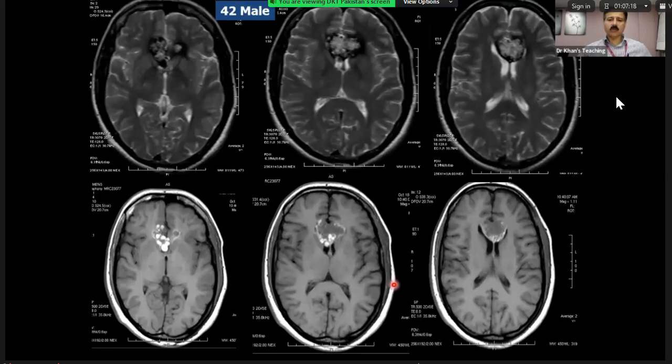Cavernomas have got various kinds of appearances. Cavernomas can occur in this location, which is the genu of the corpus callosum. It is going from one hemisphere to another.